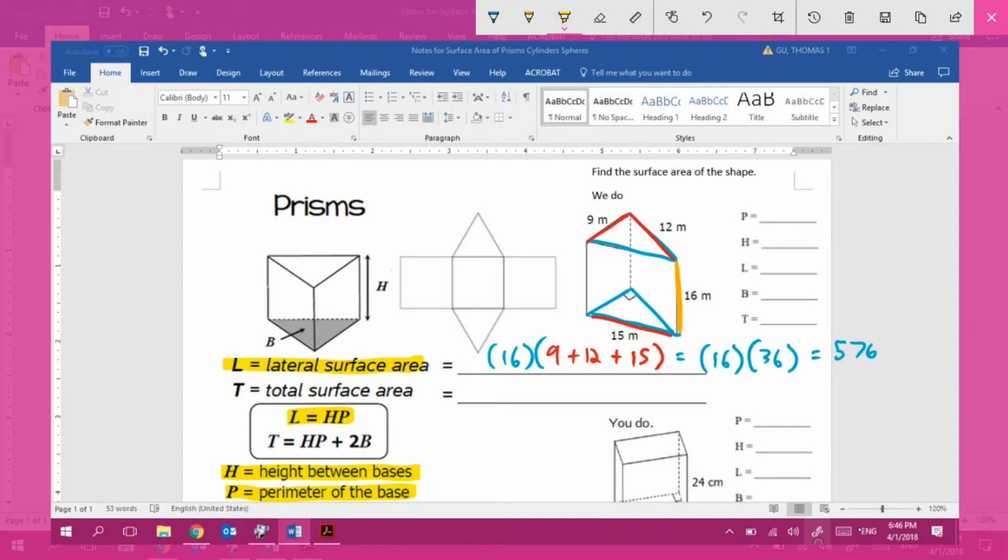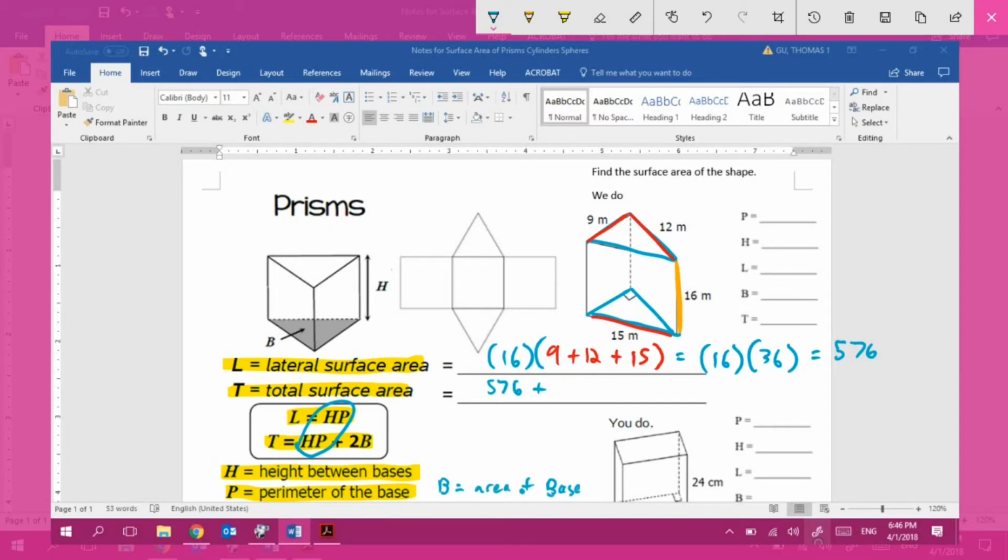Okay? Now for the total surface area, you can see the formula. Watch this, total surface area. T equals HP plus 2B. But would you look at that? HP we already did because HP was the lateral surface area. So I'm going to go ahead and take this number 576 and plug that straight into my formula. But I got to add plus 2B. What's B? You can't see it on my screen, but if you look down, B is the area of the base. So I'm going to go ahead and write it here, area of base.